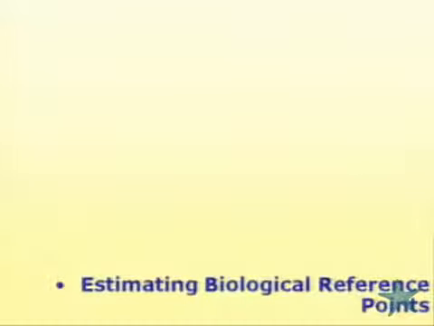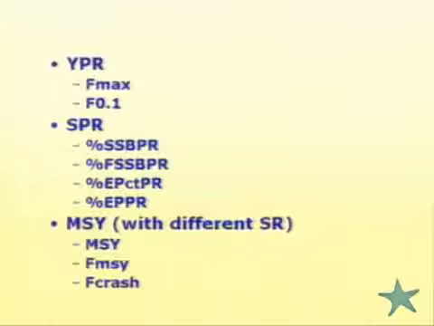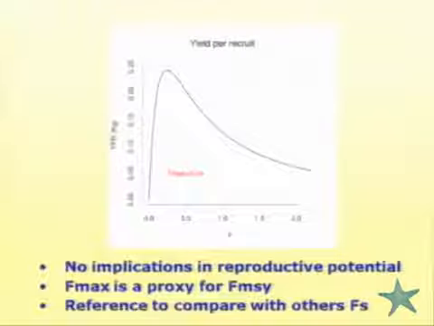So the third part of the analysis is to estimate biological reference points in the 3 families that I mentioned before. For the first one, the yield per recruit, this has no implication on reproductive potential. However, it's a proxy for FMSY, and it's usual practical information to compare with the others, since it doesn't change when we change the biological information on reproductive potential.